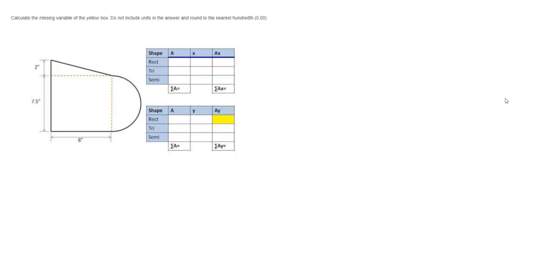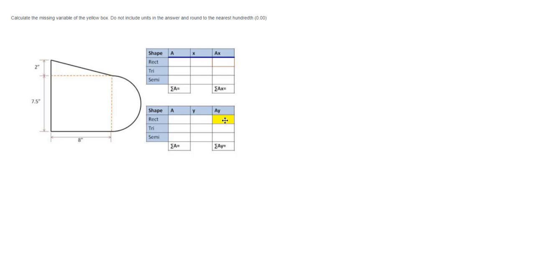Okay, so this is going to be a quick recap of the Centroid quiz. Okay, so this was problem number one. You may not have had it in this order, but this is the problem I have first. Calculate the missing variable of the yellow box. Do not include units in the answer and round to the nearest hundredth.